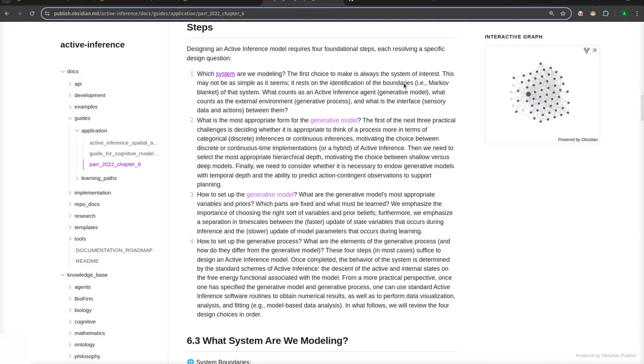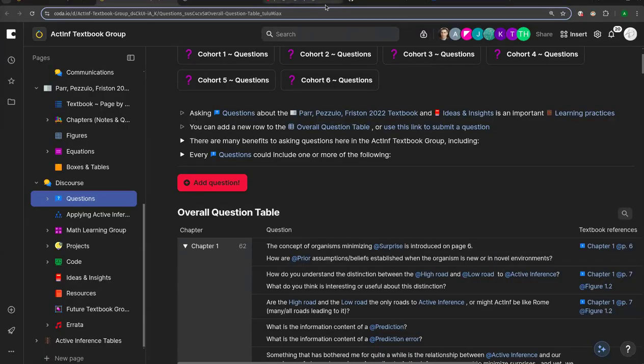Does anyone want to start with a specific question about chapter 6 or the book first? And then let's do projects, but not begin with it. Thank you, Andreas.